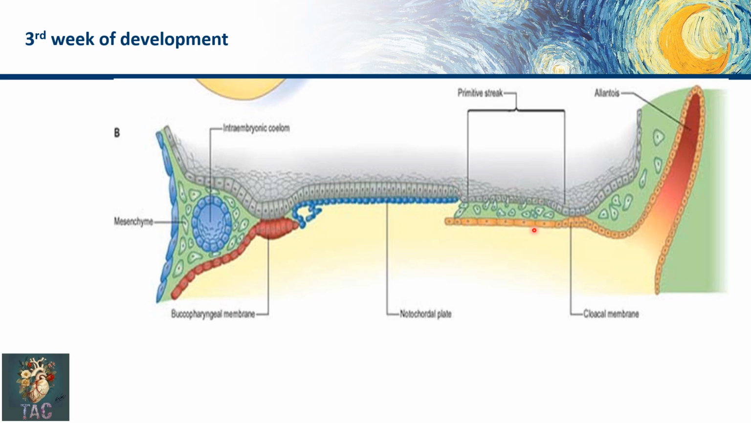So by the process of gastrulation, the epiblast will form all the three germ layers: the ectoderm, the mesoderm, and endoderm. The important events in the third week of development are first the formation of the primitive streak, then the formation of the notochord, the precaudal plate, and formation of all the three germ layers.